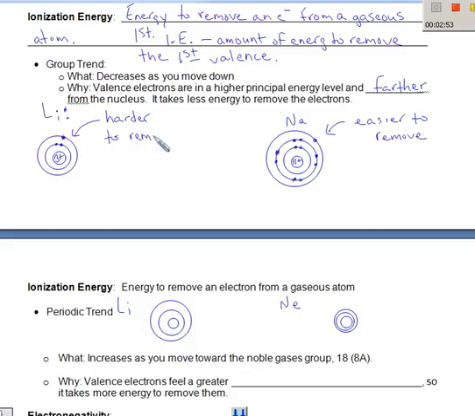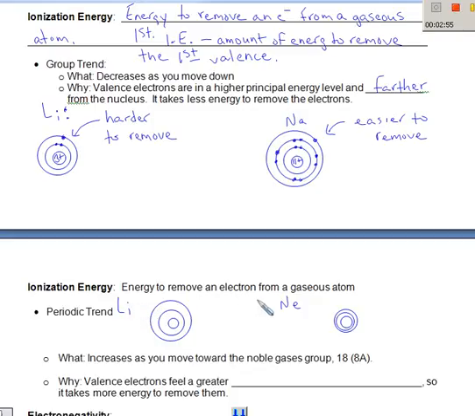I'll use the analogy of a woman holding a purse. If a woman holds a purse close to her body, it is difficult for a purse snatcher to get the purse. If a woman holds a purse farther from her body, it is easier for a purse snatcher to steal the purse. So the farther the electrons are from the nucleus, the easier it is to remove. So group trend, as we go down a group, the ionization energy decreases because it takes less energy to remove the electron.